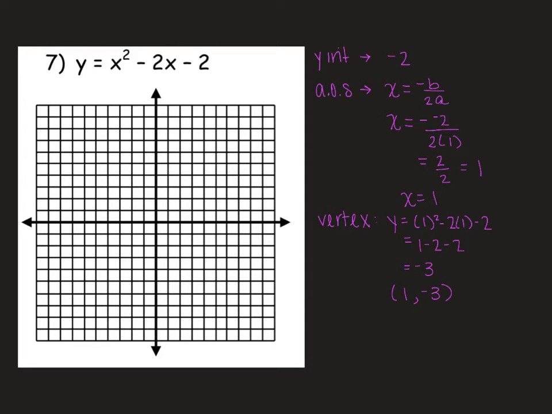So we take these values and we put them on our graph one at a time. Let's start with our y-intercept. It's negative 2. Now we have our axis of symmetry, that's at 1. I'm going to use a dotted line at 1 to give myself an idea of where it's going to be reflecting over.